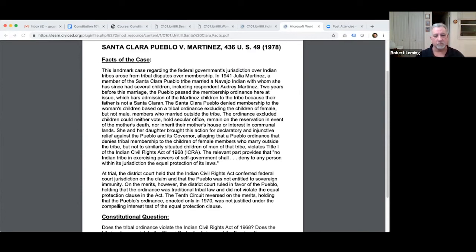They said, look, we're American citizens. I've read the Equal Protection Clause of the 14th Amendment. This doesn't sound like we're getting equal protection. A male can marry outside, but a female cannot. Tribal law. So they sued the tribe, all right? Go down to the constitutional question.